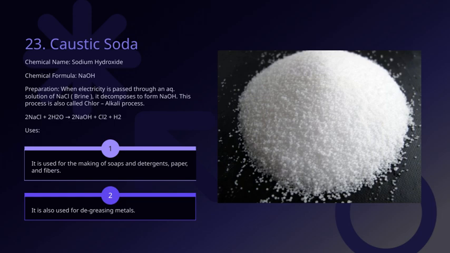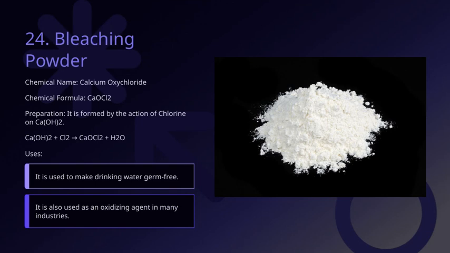Let's talk about bleaching powder and its many uses. It is also used as an oxidizing agent in various industries, which makes it quite versatile. One of its important applications is in making drinking water germ-free, helping to ensure safe and clean water for everyone. The chemical reaction involved is Ca(OH)2 reacting with Cl2 to produce CaOCl2 and H2O.